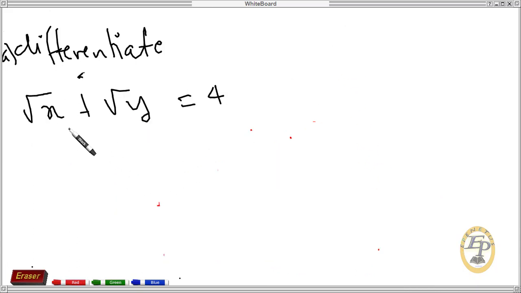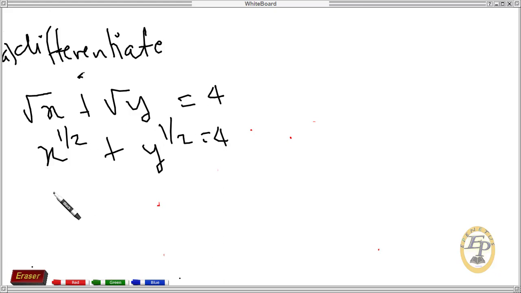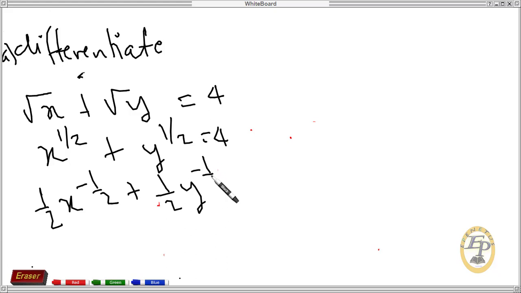The next question says the root of x plus the root of y is equal to 4. So first, let's convert the root of x in terms of its powers. Then this is y to the half, which is equal to 4. So the first derivative of x to the half is half x to the exponent negative 1 over 2, plus half y to the negative 1 over 2 dy/dx is equal to 4.